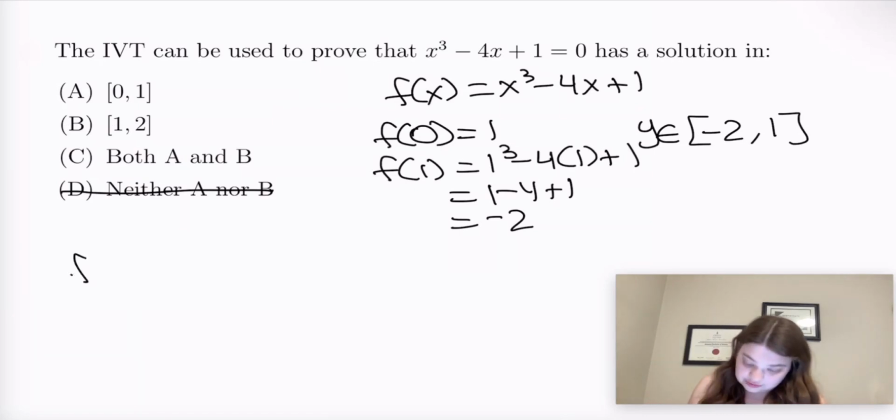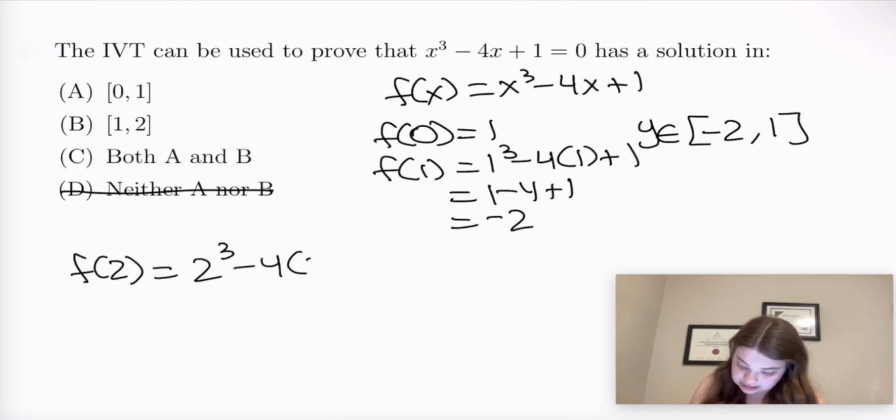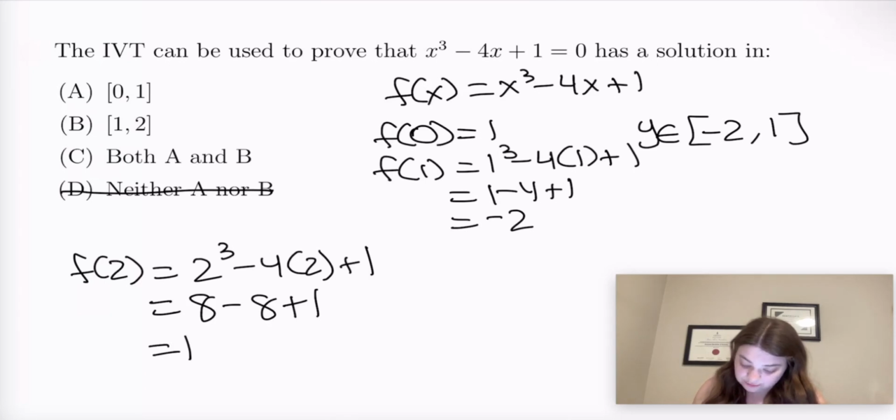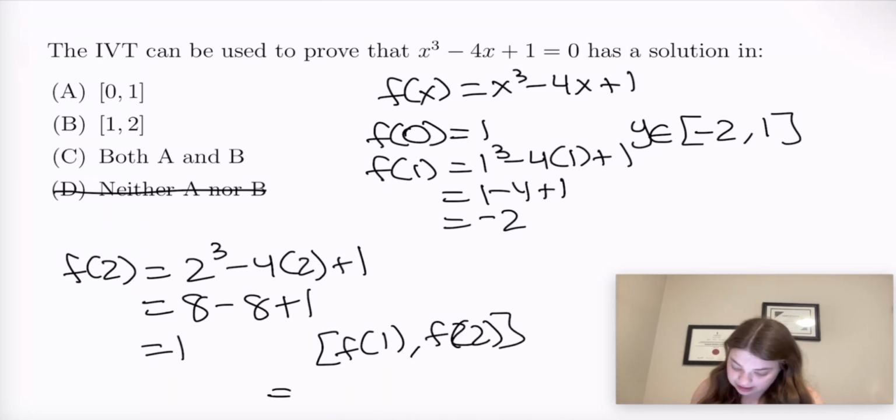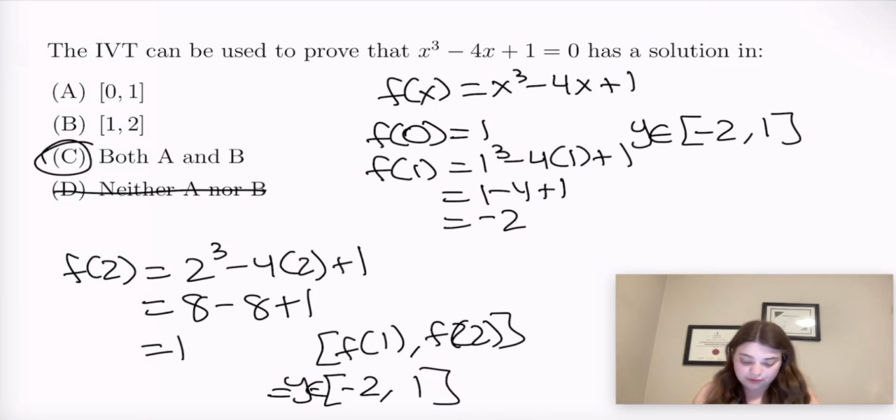So let's do f of 2. f of 2 would be 2 cubed minus 4 times 2 plus 1, which is 8 minus 8 plus 1, which is 1. So if we go from f of 1 to f of 2, what happens? We get negative 2 to 1, right? We get the same interval again, which means yes, it's going to work for both A and B.